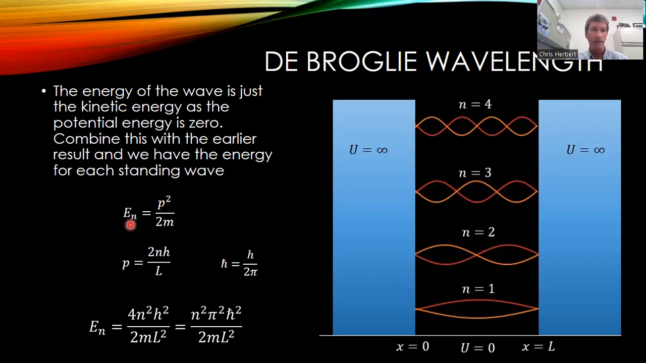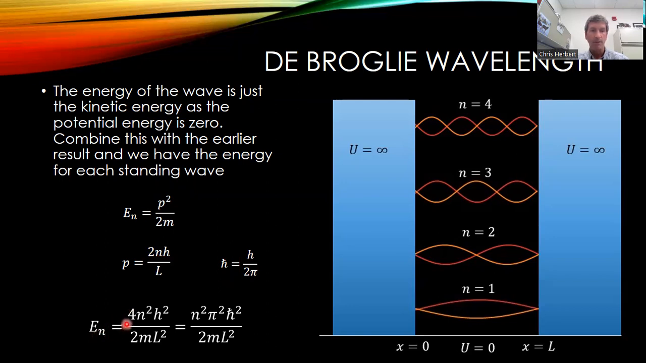So En, the energy of level n, is p squared over 2 times the mass of the particle. So I'm going to plug in p right here. Also going to make a little switch. I'm going to go to the reduced Planck's constant, h bar, which is h over 2 pi. And by doing this, again, only values of n equals 1, 2, and so on are allowed.